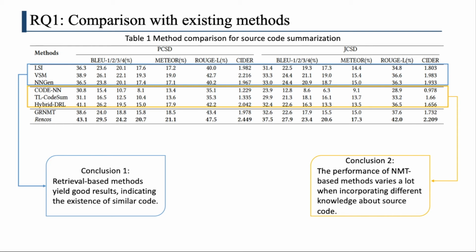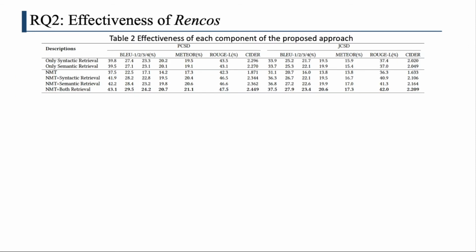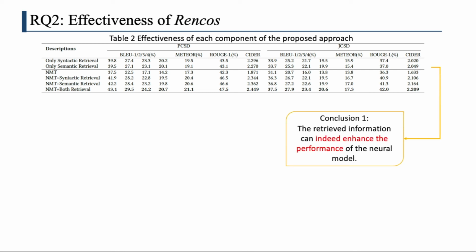Finally, we can see that our approach achieves the best performance in terms of all evaluation metrics. This is attributed to the combination of similar contexts with the NMT model, and proves that our approach is superior to the GRNMT from the NLP community. We studied the effectiveness of our approach from two aspects. First, we study the effectiveness of each component in it. By comparison, we can see that the performance improves a lot when adding retrieval knowledge.